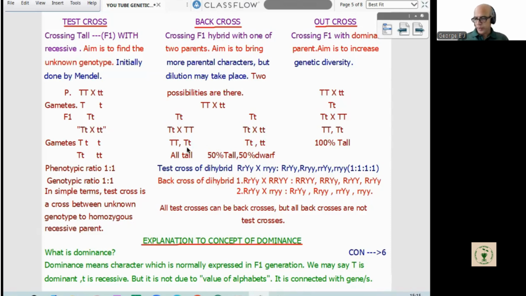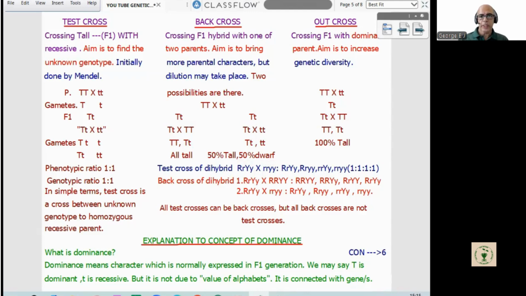So first one, this one, we can find the combination will be capital T, capital T, small t. So practically all will be tall. And second back cross is with the recessive parent. Again, F1 will be capital T, small t, crossed with the small t, where we can find 2 combinations, capital T, small t. So there we can find 50% tall, 50% dwarf.